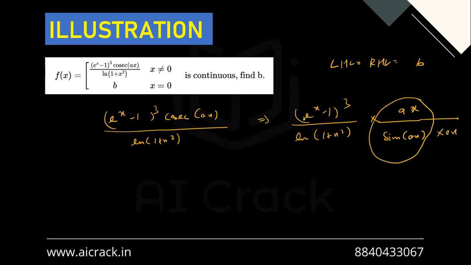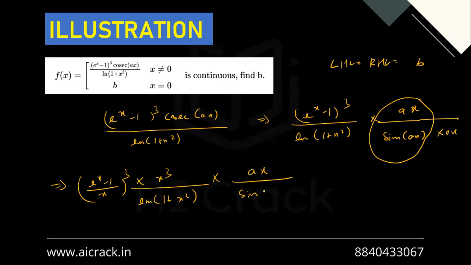Now to make this a standard limit, I would have to multiply and divide by x cube, right? So let's do that. That would become (e raised to power x minus 1) divided by x, whole cube, and we have x cube over here, divided by ln of 1 plus x square, into ax divided by sin ax, and we have an additional ax over here. So this gets cancelled. This becomes x square.